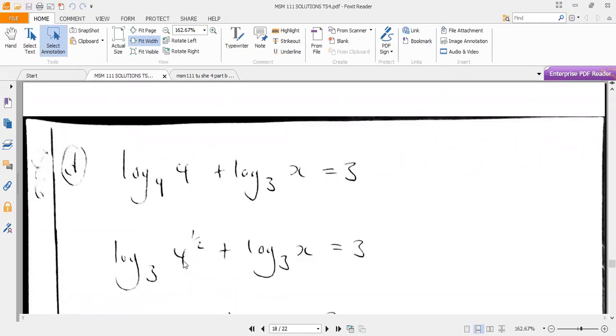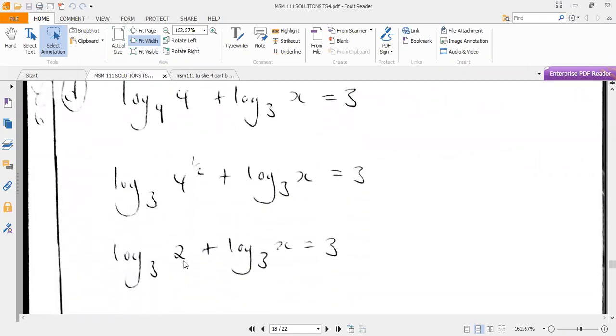So now what do you do next? We know that 4 to the half is simply 2, because the square root of 4 is 2, isn't it? So we have log base 3 of 2 plus log base 3 of x is equal to 3. Now, using that principle again, we're adding the logs of the same base. So it simply tells us that we should multiply these two arguments.